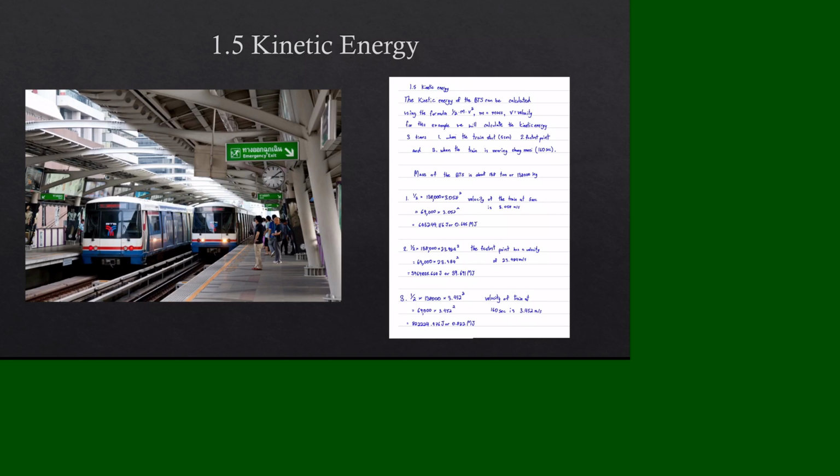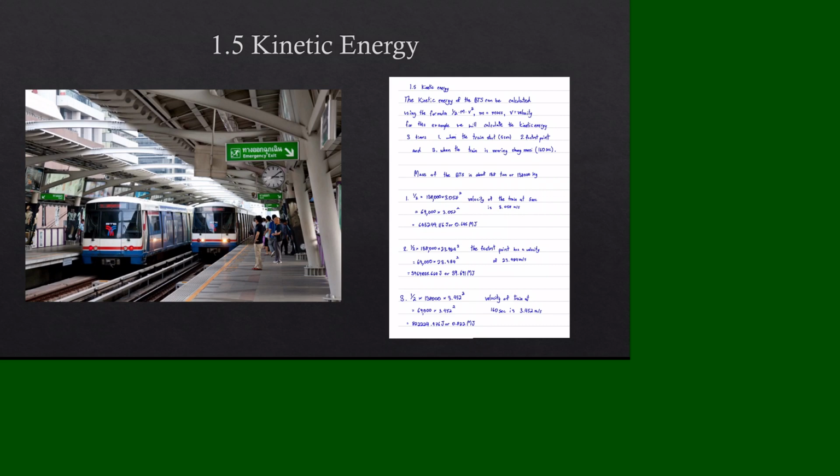1.5 Kinetic energy. The kinetic energy of the BTS can be calculated using the formula one half m v squared, m meaning mass and v meaning velocity. For this example, we will calculate the kinetic energy 3 times. First, when the train starts at 5 seconds, second, at the fastest point, and third, when the train is nearing the next station at 160 seconds. From our research, the mass of the BTS is about 138 tons, or 138,000 kilograms.